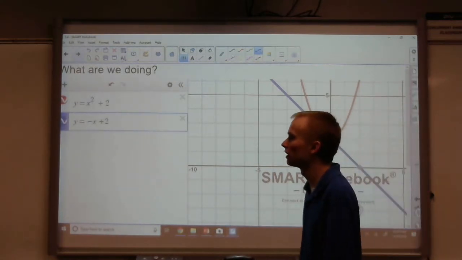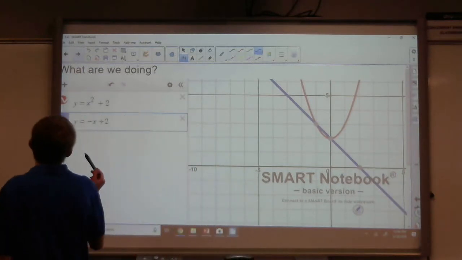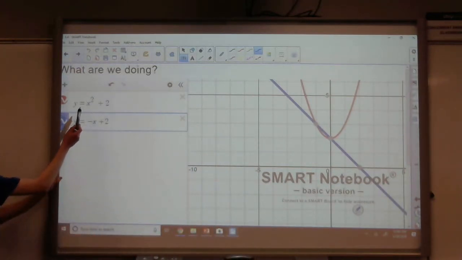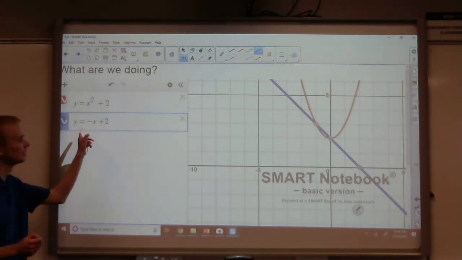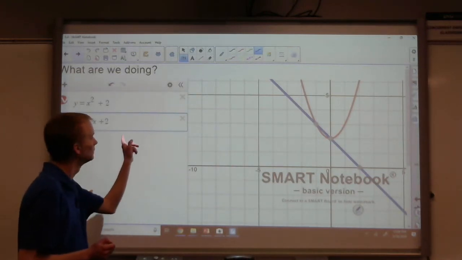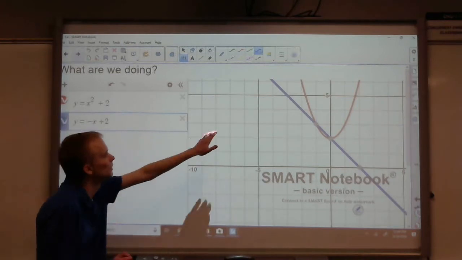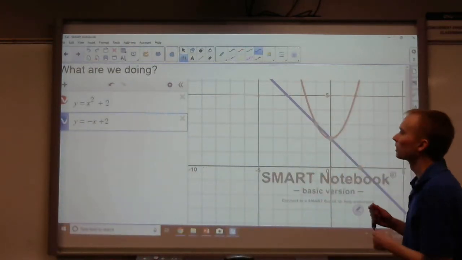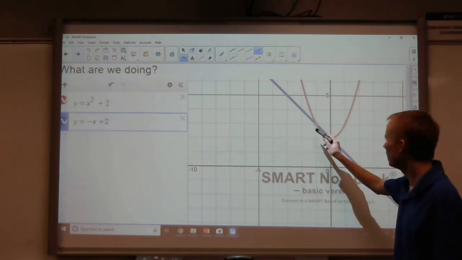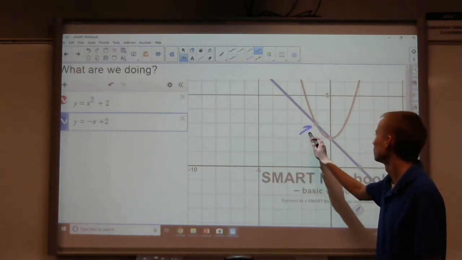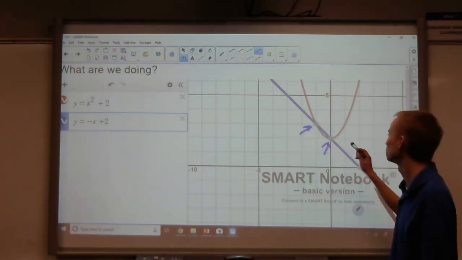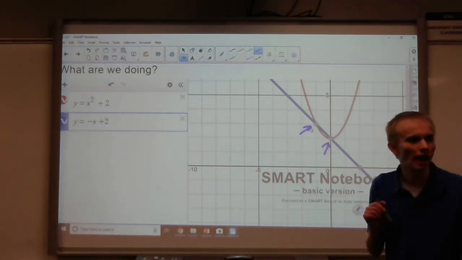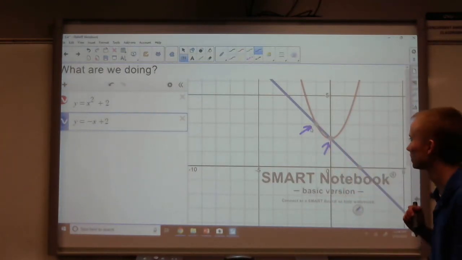So I have here on Desmos' graph two separate equations. One is y equals x squared plus 2. The other is negative x plus 2. The blue one is the line, and the red one is a parabola, right? And we wonder now, can we find these intersection points? Can we find out where these cross each other, okay?